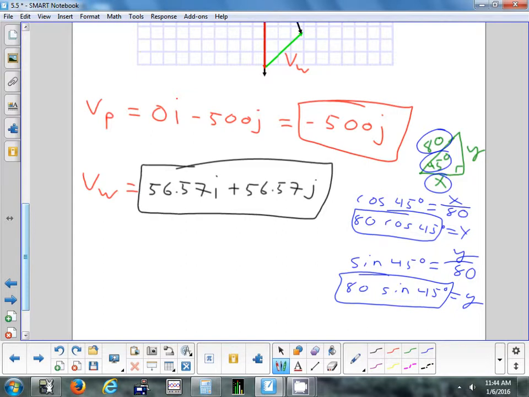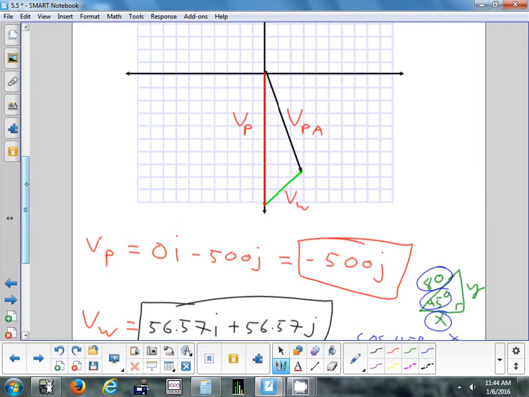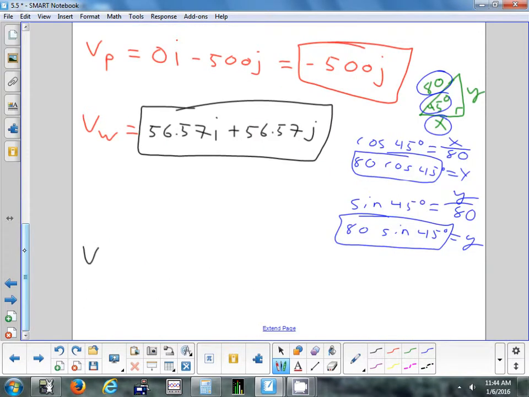Okay, so now we've got our velocity vector for the plane, we've got our velocity vector for the wind. What am I really doing when I attach that green vector onto the end of the red one? We did this very first day. We're adding, that's it. We're adding these 2 vectors together. Okay. So now to find the actual vector for the plane, just add VP and VW. Okay. So that the plane's actual vector is the way it wants to go, plus the way the wind is going to affect it.